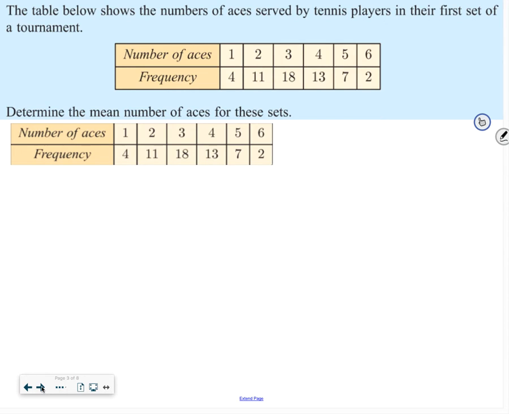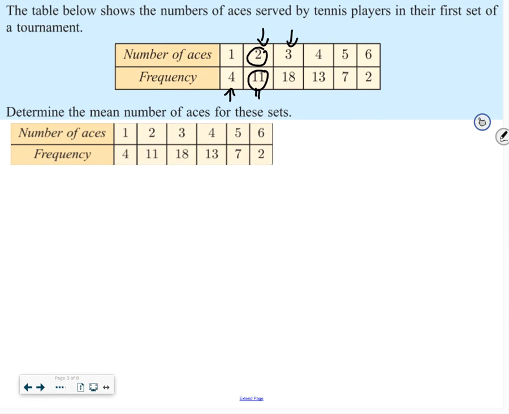In this example, we're using a frequency table. This is the number of aces during a tennis tournament. So we can see there was one ace that happened 4 times. 2 aces happened 11 times. 3 aces happened 18 times. So this is discrete data here. With this frequency table, we have to understand that 2 aces happened 11 times.